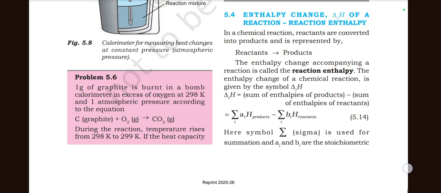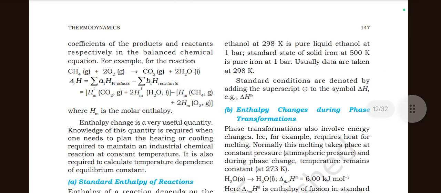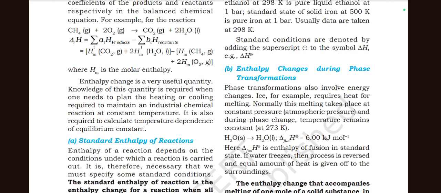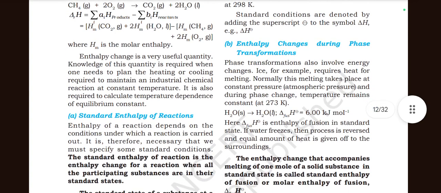Here, the sigma is used for summation, and a_i and b_i are the stoichiometric coefficients of the products and the reactants respectively in the balanced chemical equation. This enthalpy change is a very useful quantity. Knowledge of this quantity is required when one needs to plan the heating or cooling required to maintain an industrial chemical reaction at a constant temperature. It is also required to calculate the temperature dependence of the equilibrium constant.